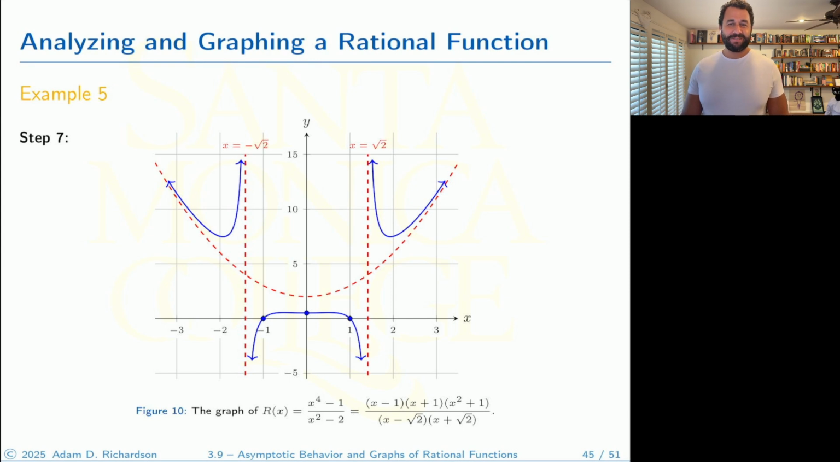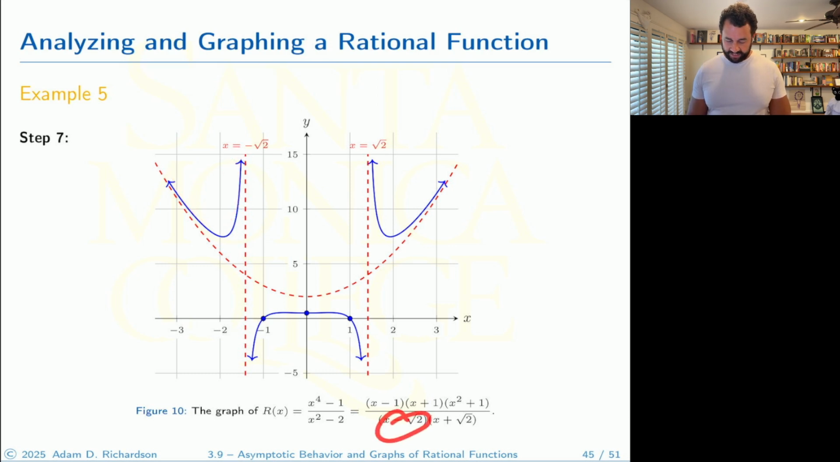Sad face, but still pretty fun. So here are our vertical asymptotes right there, -√2 and +√2. Here is x squared plus 2. Remember, the end behavior is going to be like x squared. That's what we determined. So it should go up like that and up like that. The graph was above the polynomial asymptote over here. That's why we're getting this.